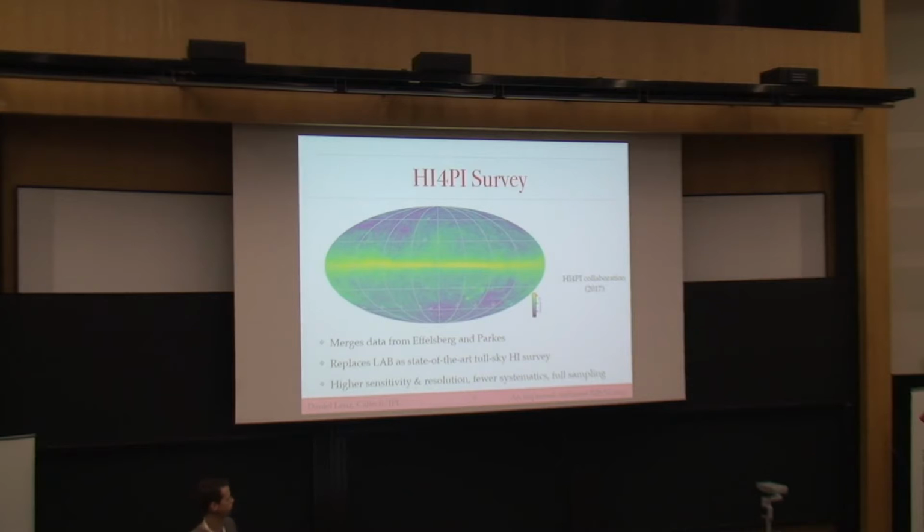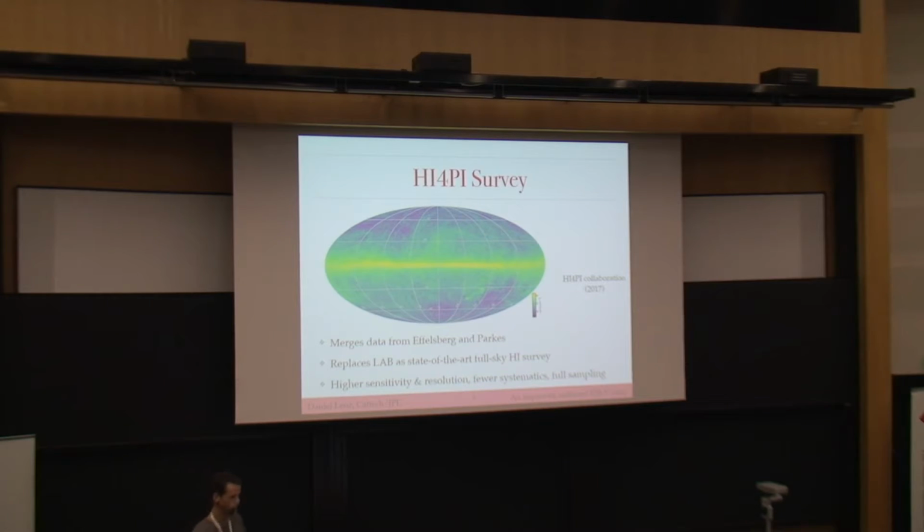The HI data that have been used for the study are the so-called HI4PI data, HI for the full sky. This is work that's been published earlier this year by a collaboration of radio astronomers from Bonn and from Australia, Parkes. It merges data from the radio telescopes in Effelsberg and in Parkes, 100-meter and 64-meter dishes respectively. It's supposed to replace the Leiden-Argentine-Bonn survey, which has been used for the past 20 or so years as the full-sky HI survey, and it offers all the things you could think about: higher sensitivity, resolution, better systematics, better sampling, etc. And it's all publicly available.